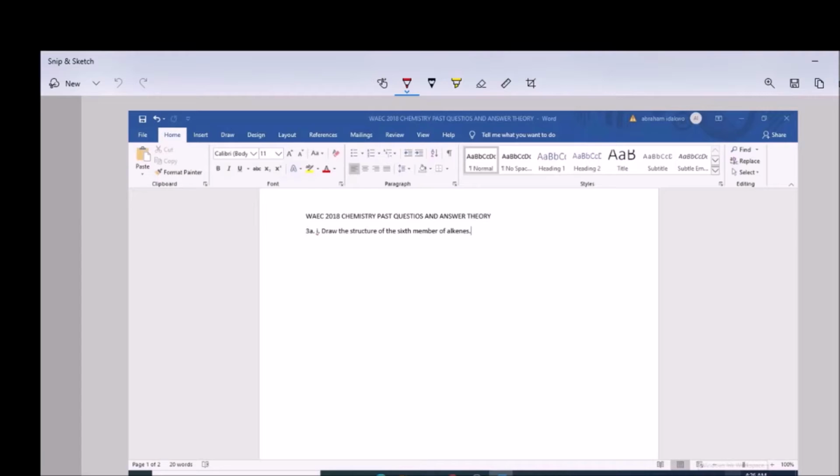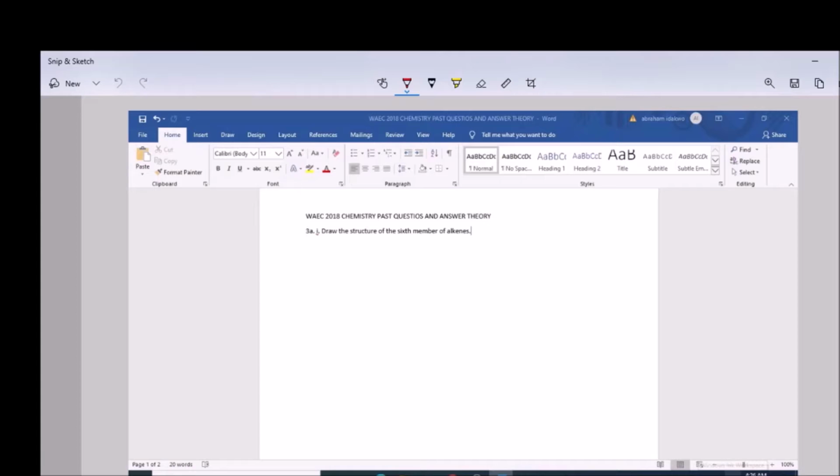So the structure of alkane is CH2 double bond CH2, that is ethane. Now, propane is the second member, butane the third member, pentane the fourth member, hexane the fifth member, while we have the sixth member to be heptane. Now we have to draw the structure of the sixth member of alkanes, which is heptane.